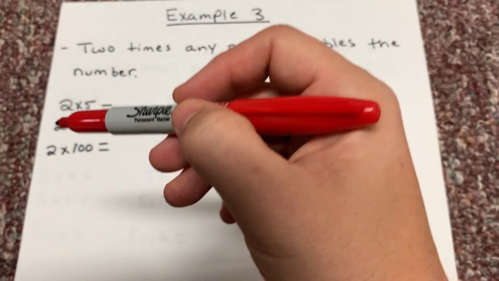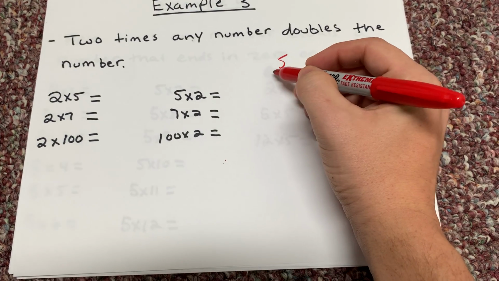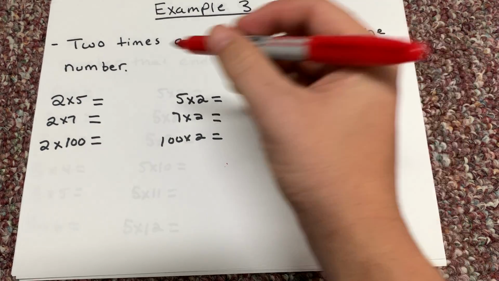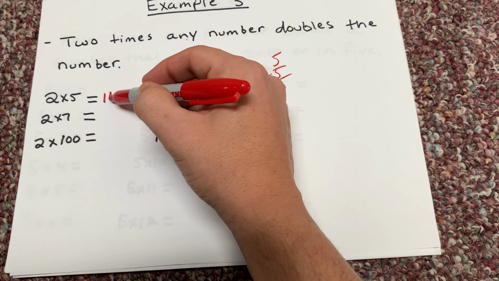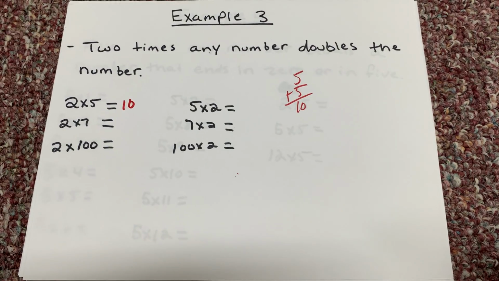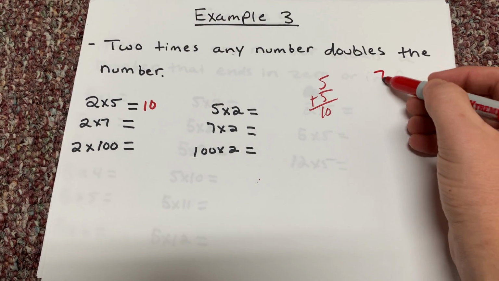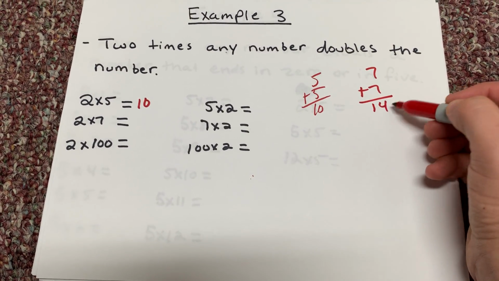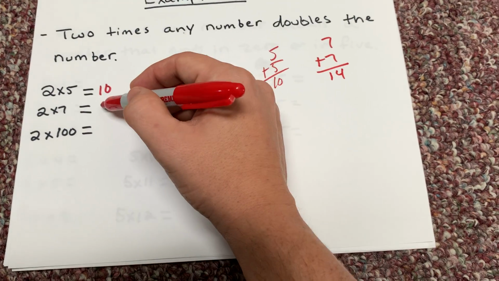So for example, if I have 2 times 5, it's basically just saying 5 plus 5, which we know 5 plus 5 equals 10. Well, it's the same thing here. I'm taking 2 times 5, which equals 10. Same thing here. 2 times 7 is the same thing as writing 7 plus 7 equals 14. But over here we're saying 2 times 7 equals 14.